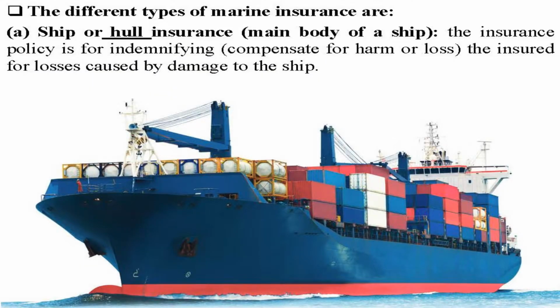Different types of marine insurance are, first one is ship or hull insurance. The main body of a ship is called ship or hull. The insurance policy indemnifies, that means compensates for harm or loss, the insured for the loss caused by damage to the ship. This is done only for the body of the ship.